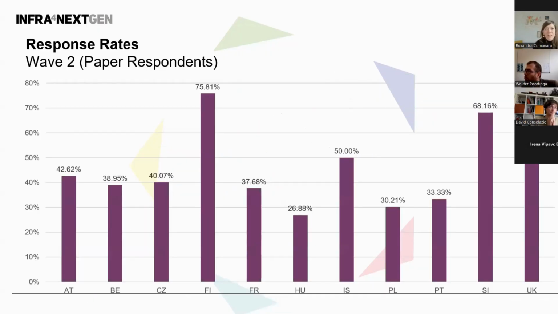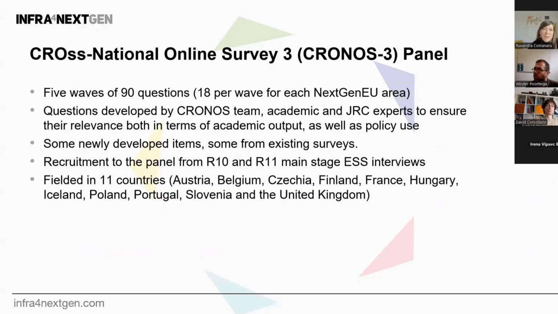This is the response rates for the paper respondents. So remember a couple of slides ago, I showed you that in some countries we have paper respondents because they're quite important still. And this shows you the response rates for the ones that actually are part of that group of paper respondents. And as you see, it's also quite good, particularly in some countries. Maybe it's a bit better than other countries.